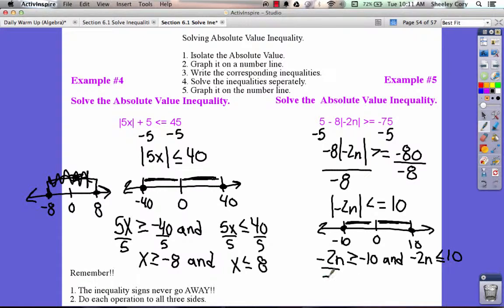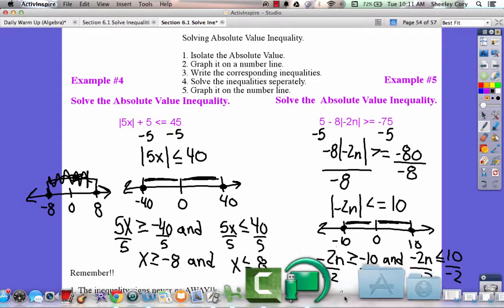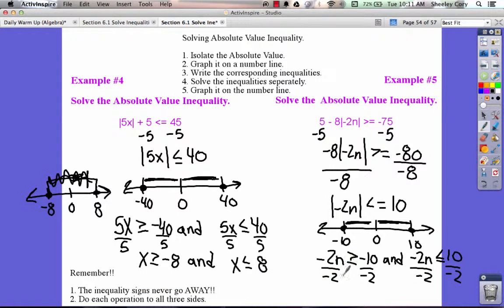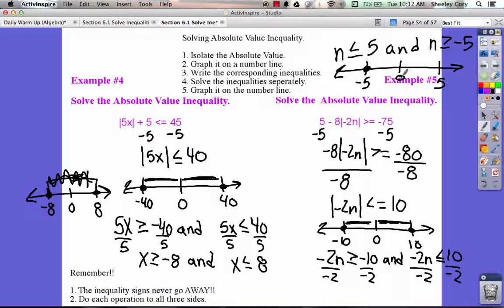Now if I divide by -2 on each of these, that will end up giving me n. When you divide by a negative, flip the sign, so I'll end up with n less than or equal to 5, and n greater than or equal to -5. If I do those on the number line, this is 0, this is -5, this is 5. We're going to go closed dot here, n less than or equal to 5, go in this direction, n greater than or equal to -5, go in this direction. So the solutions would be in here.